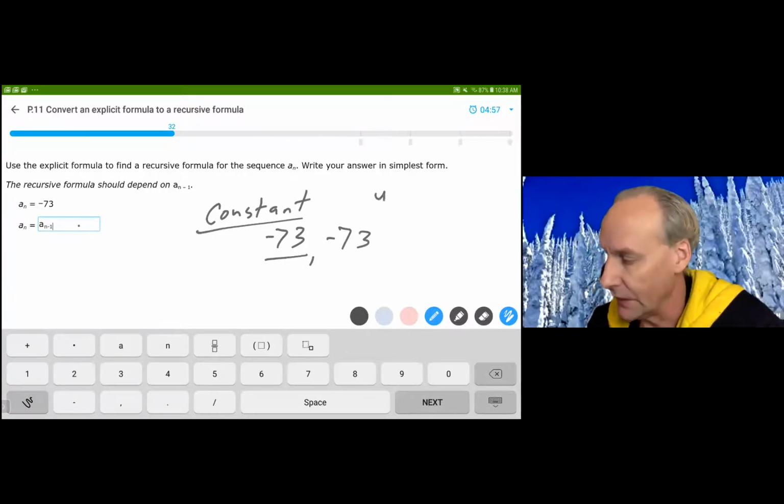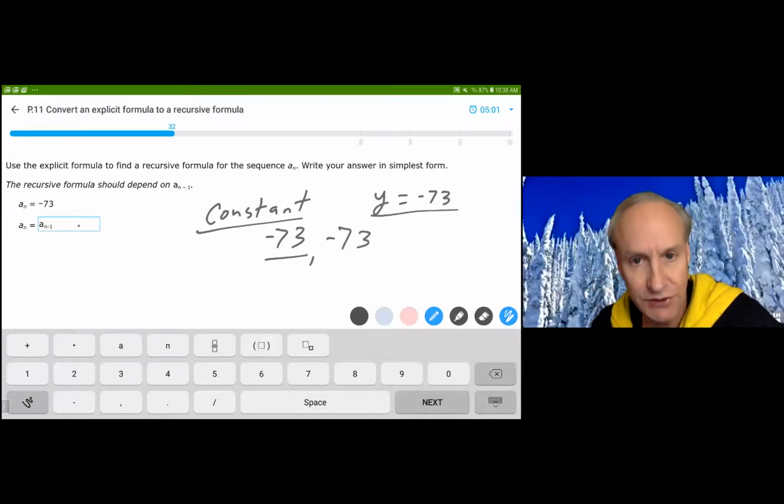And we used to know it as y equals negative 73, for example. No matter what x you choose, you get negative 73. For a sequence, no matter which term you're talking about, it's always negative 73.